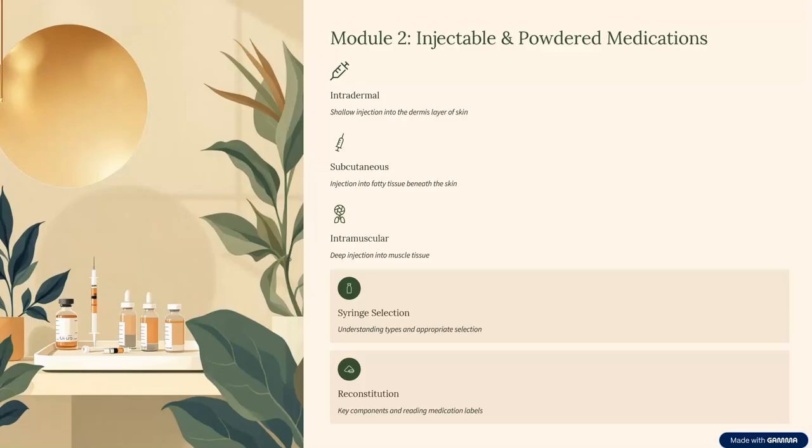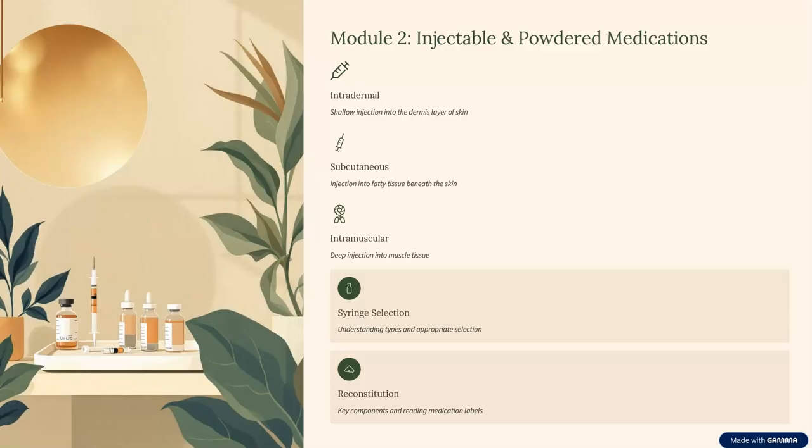Module 2 is a mix of a lot of different things, covering both injectable and powdered medications. Experience has proven that calculation of injectable medications is not too complicated, but that powdered medications can be challenging, mostly because of the challenge of finding key information on the medication labels. Remember, there are 3 main types of injections, not including IV.